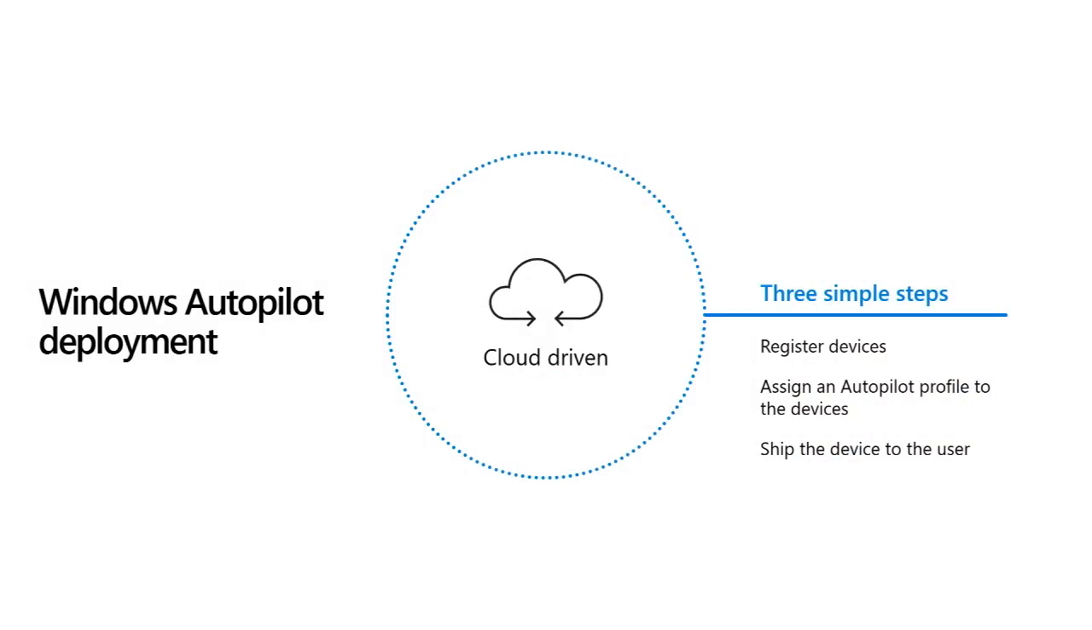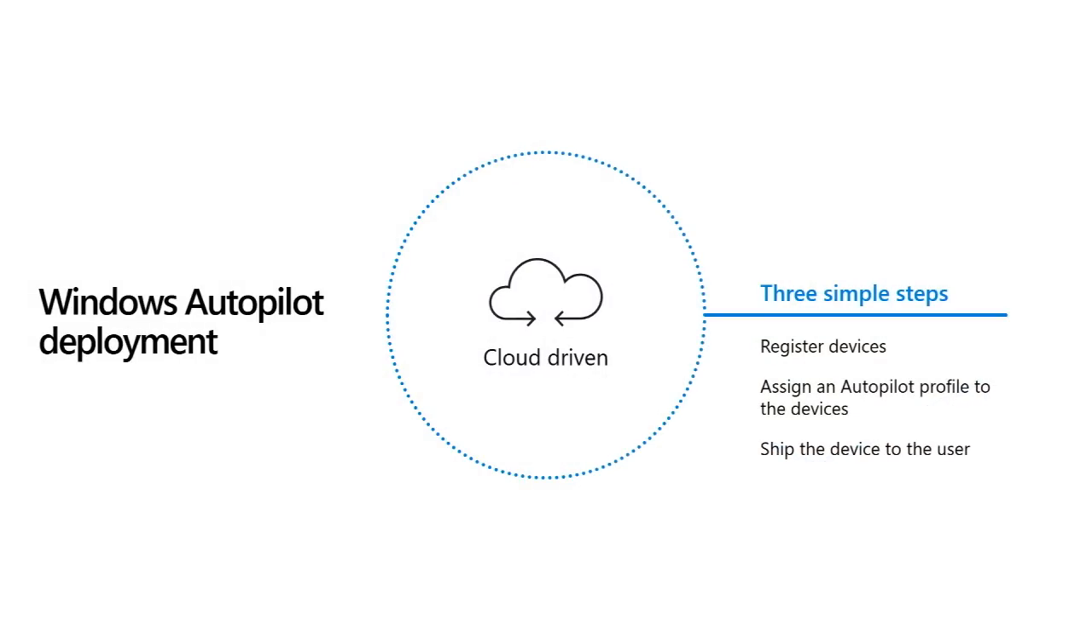The second step is to assign an Autopilot profile to these devices. And what an Autopilot profile is just a bundle of configurations that help dictate what that out-of-box experience looks like. Whether you'd like to have that first user be an admin or a standard user on that machine, whether you'd like the user to accept the EULA or if you'd like to do it on their behalf, and things along those lines. And finally, just send the device off to the end user. The onus is on the end user to now boot the device and just have it deploy.